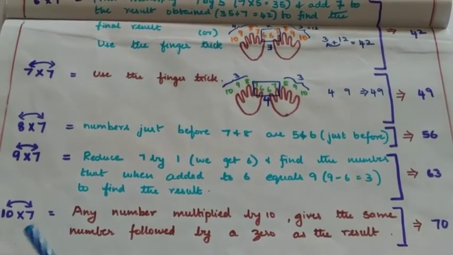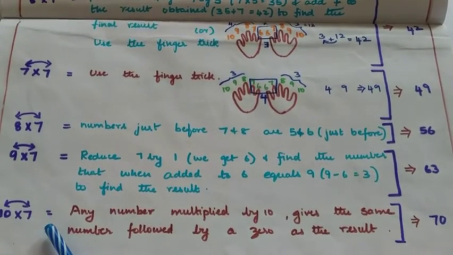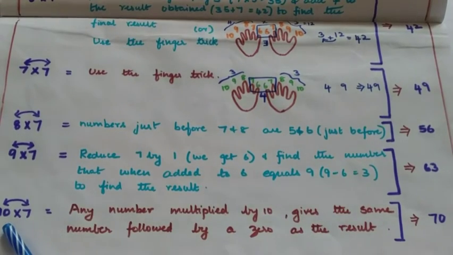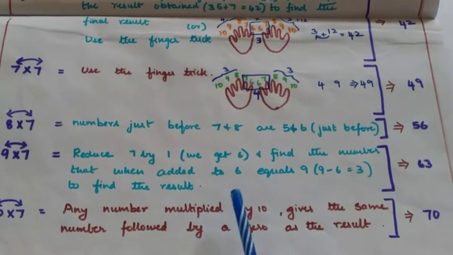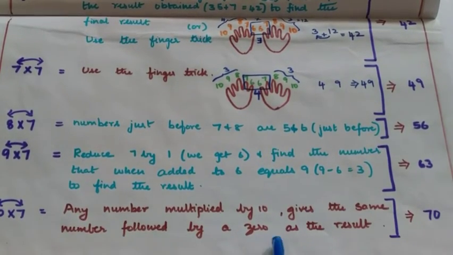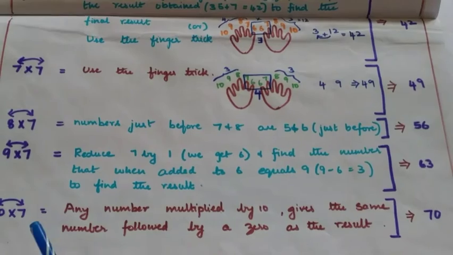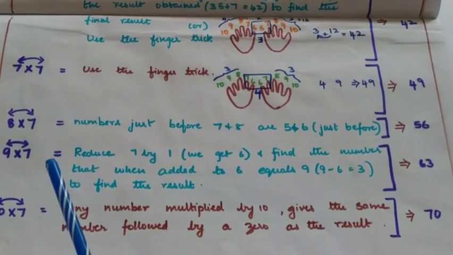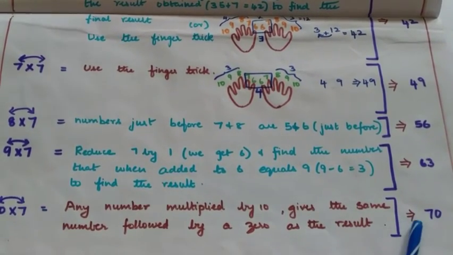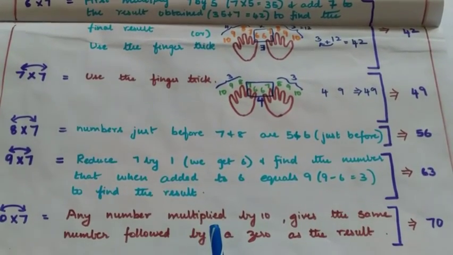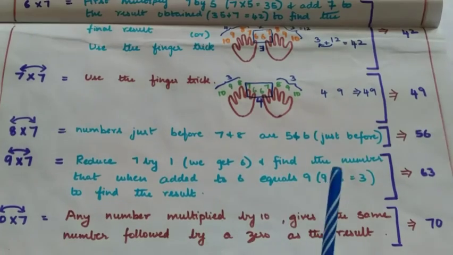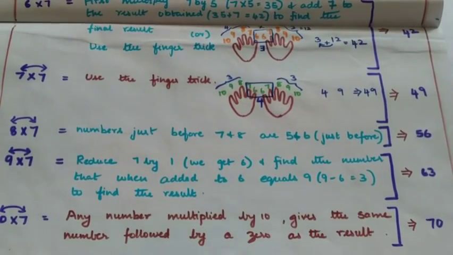Now let's move to the last row where 10 needs to be multiplied by 7. Since we have learned the table 10, you can use the trick that we use for learning the table 10. Any number multiplied by 10 gives the same number followed by a 0 as the result. So since 10 is being multiplied by 7, you need to just add 0 to the 7 to obtain the final result 70. So these are the 10 rows of table 7, which can be learned by splitting the table 7 into each row like this and making the kids familiarize with each of the rows and the trick to be followed for each of the rows.